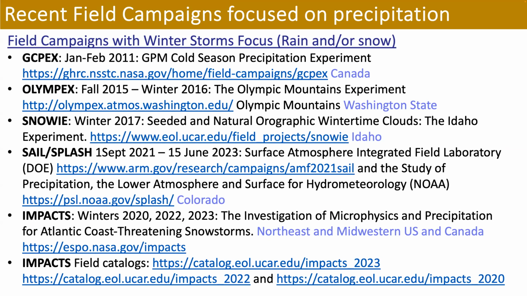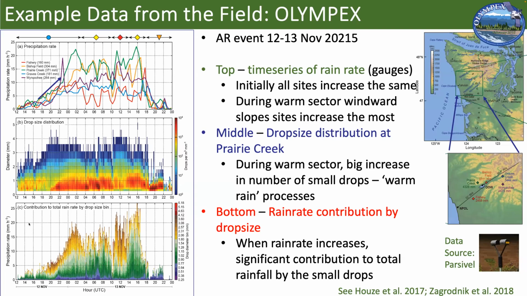So I'll start with the OLYMPEX field campaign. Again, if you want to take a screenshot, these are all valid links of where you can get the data. This is some data collected by a Parsivel, like I highlighted at the beginning. What we have is a time series of data. Each of these plots on the left is a time series for a period of a very intense rainfall event that occurred on the 12th and 13th of November 2015. The top here is a time series of the precipitation rate at different stations, and the stations are shown on this map.